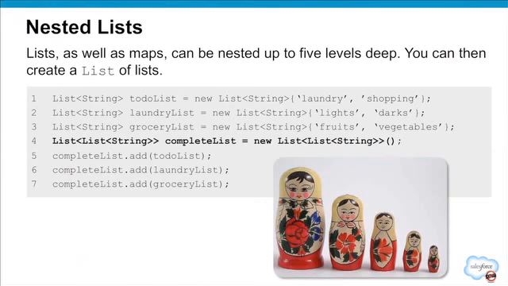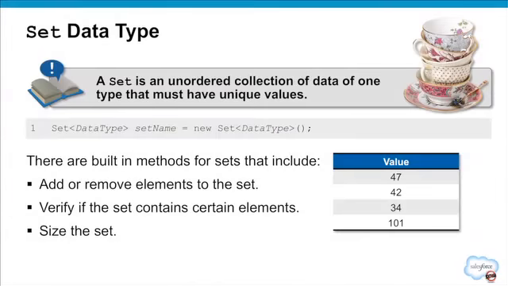You can have lists of lists. You can have lists of sets. You can go 5 levels deep, so multi-dimensional collections.